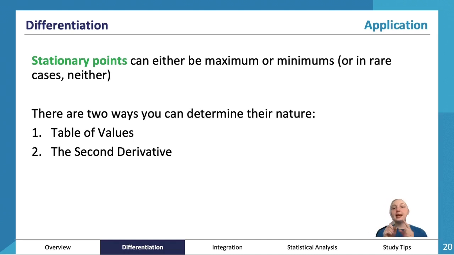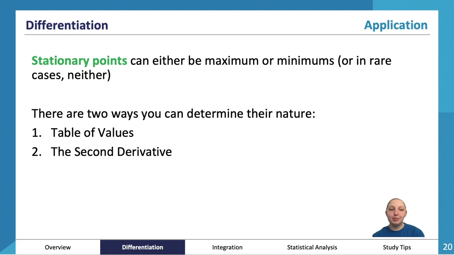The reason for that is, at a maximum, your gradient goes positive, then flat, and then negative on the other side. The opposite is true for minimums. You'd have a negative, then 0, and then a positive when you're looking at those three numbers.